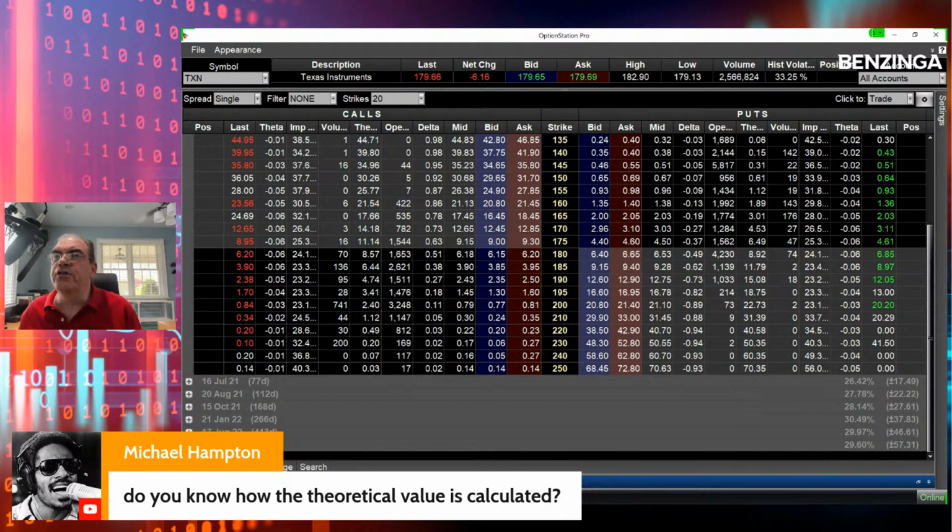All right, so Michael said, do you know how the theoretical value is calculated? Yes, Michael, it's called the Black-Scholes formula. The Black-Scholes model is how it is fairly calculated, right? It takes the cost of borrowing money into account. It takes the interest rate. There's multiple factors built into the formula.